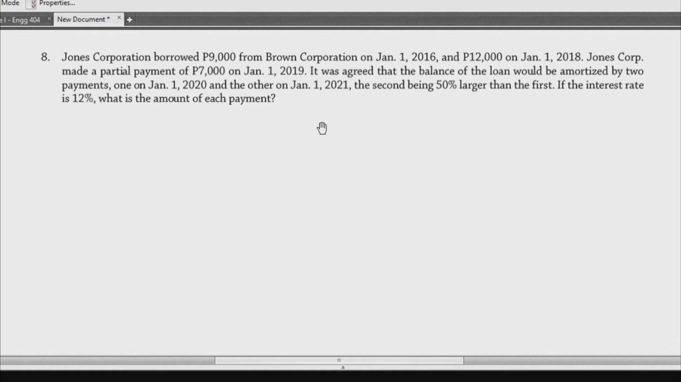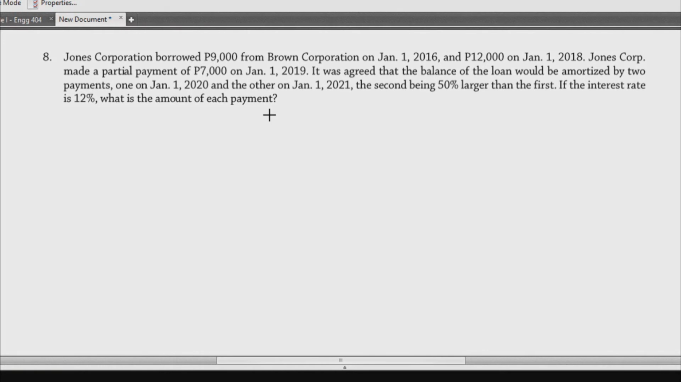Now, Jones Corporation made a partial payment of 7,000 on January 1, 2019. It was agreed that the balance of the loan would be amortized by 2 payments, one on January 1, 2020 and the other one on January 1, 2021. The second being 50% larger than the first. If the interest rate is 12%, what is the amount of each payment?